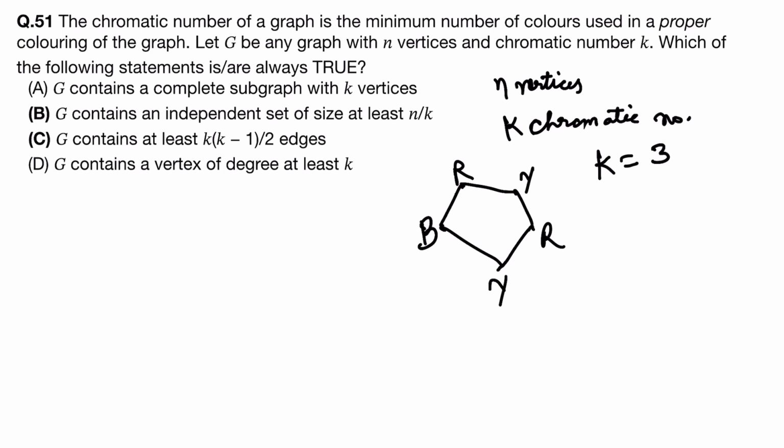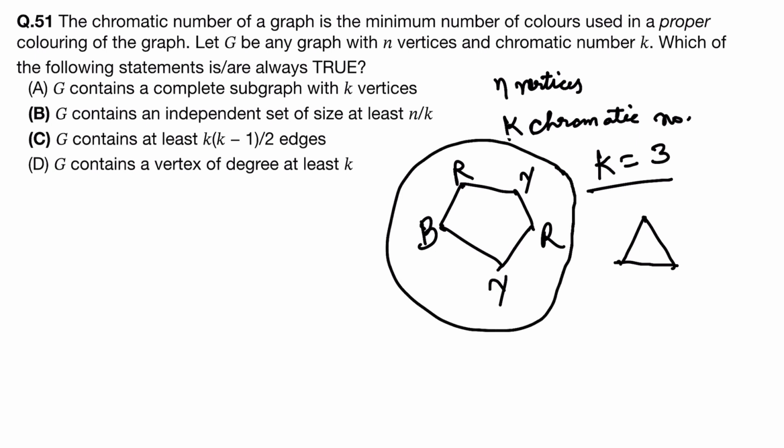We have to take its subgraph. So just take this graph. Here if we take any 3 vertices, like 1, 2 and 3, this is not a complete subgraph because all vertices are not adjacent to each other. For a complete subgraph, its vertices must be adjacent to each other. So this is false.